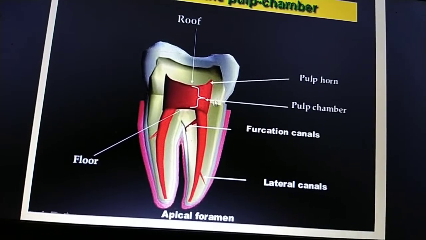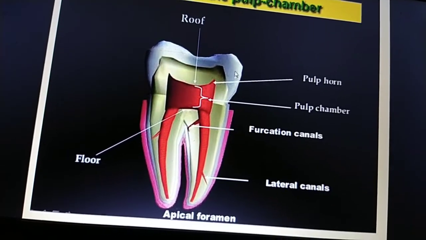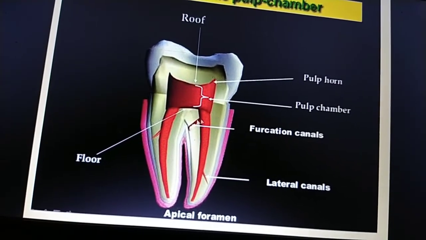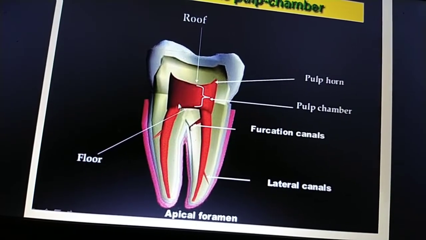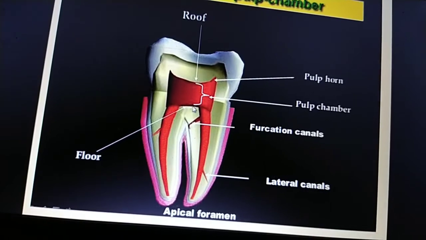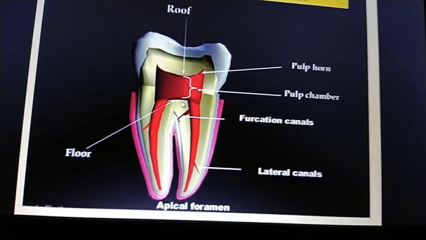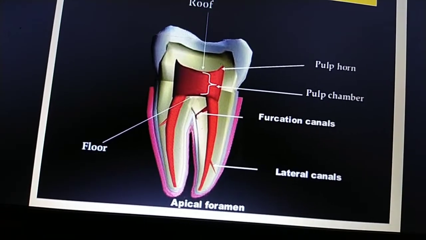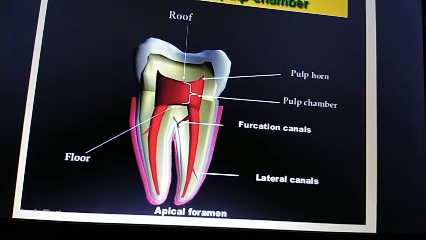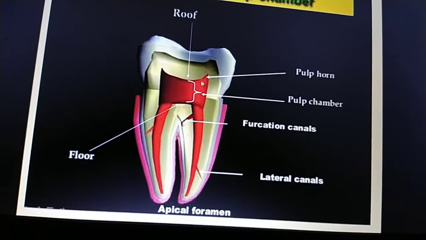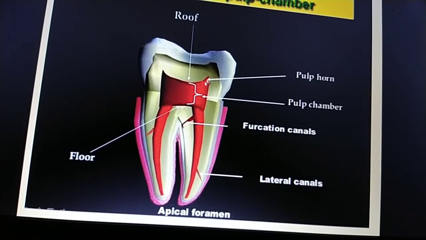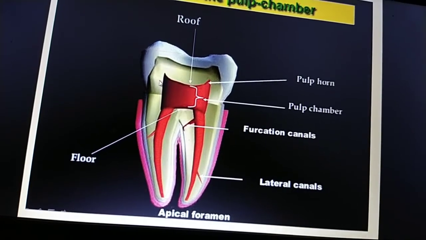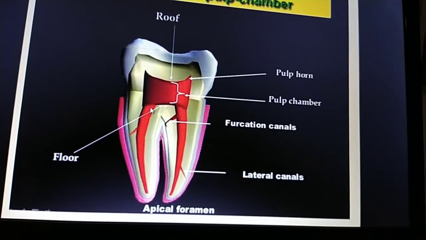Okay, this is the chamber, the mass of pulp contained within the pulp chamber, and it mimics the anatomical crown. It is the pulp cavity, which mainly supplies the neurovascular bundle of nerves and vessels. The pulp cavity also has a roof, and pulp forms projections in the pulp chamber. This is the roof of the pulp chamber, and it also has a root.